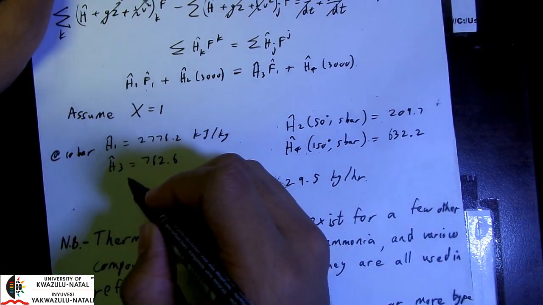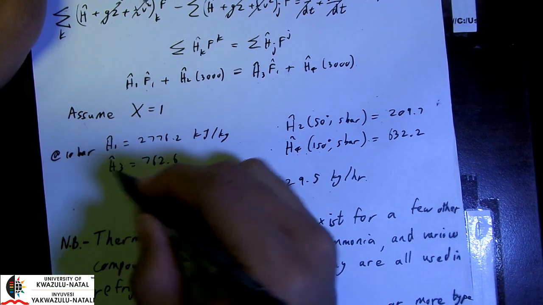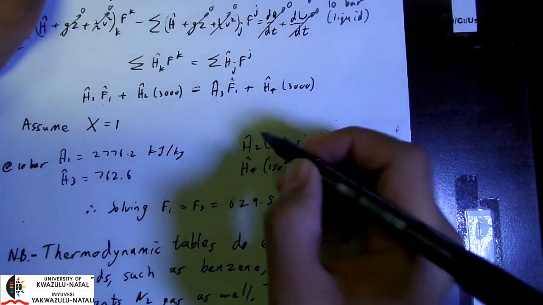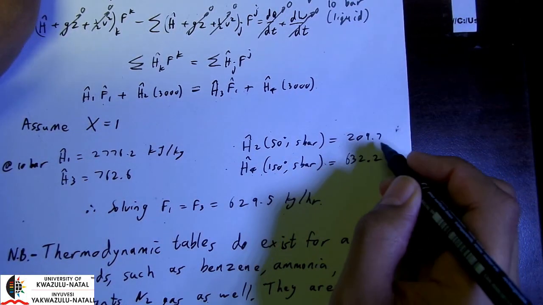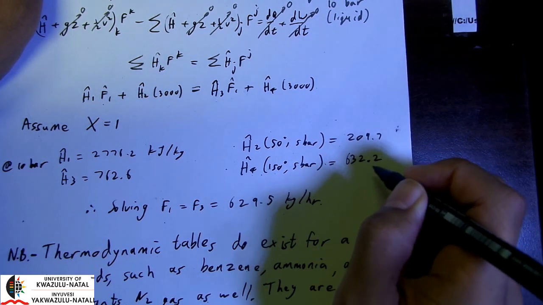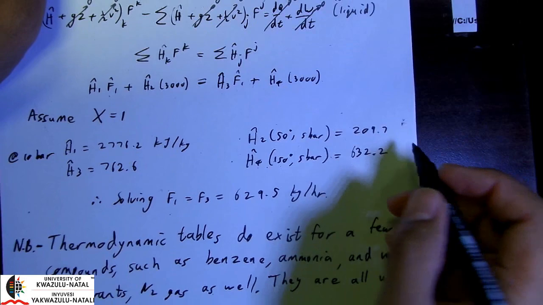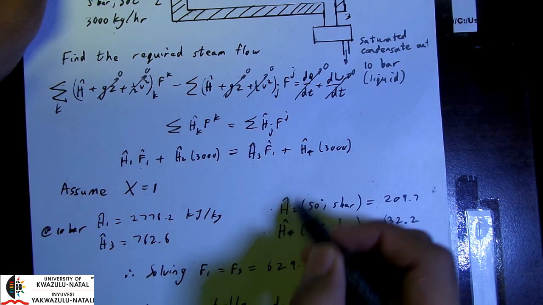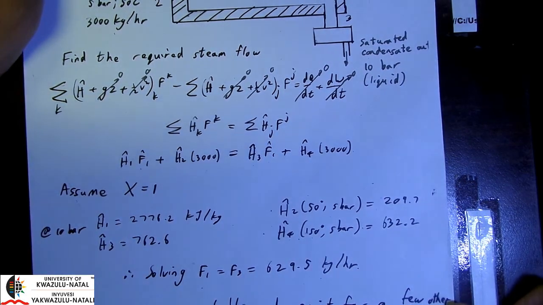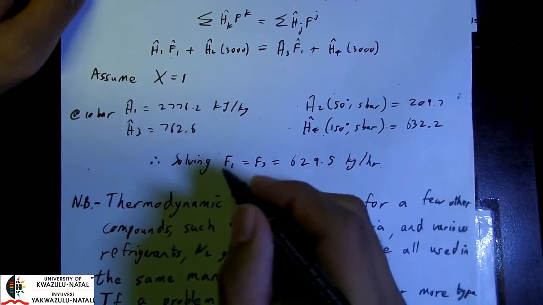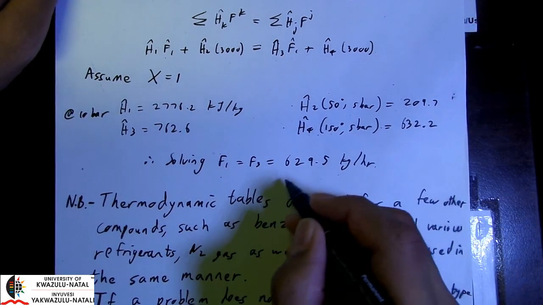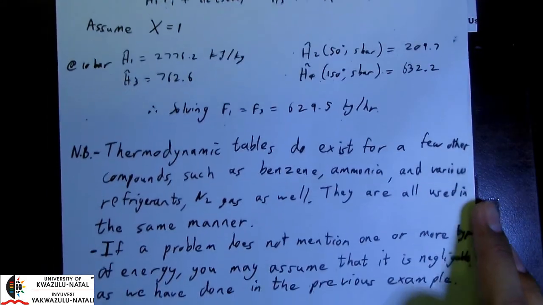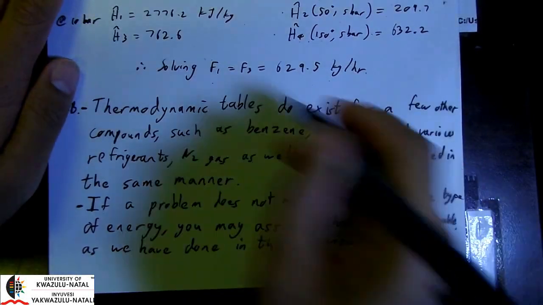Okay, so here's my H1 and H3 retrieved at 10 bar using my saturated steam table. And here is H2 and H4 in specific terms, as found as 209.7 and 632.2 using the superheated and subcooled steam table. And thereafter, it's simply a case of substituting these specific enthalpies into this energy balance equation to ultimately obtain my F1, which is equal to F3. Okay, and we get the following result. Okay, and finally, some final points. Okay, so that's the problem solved.